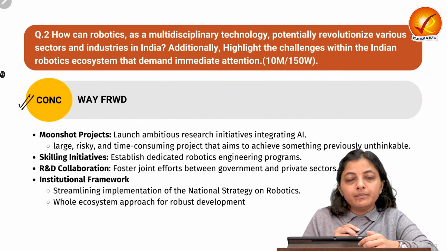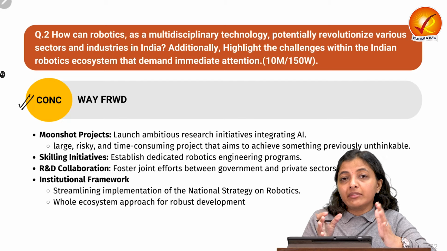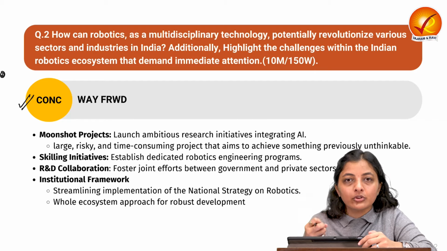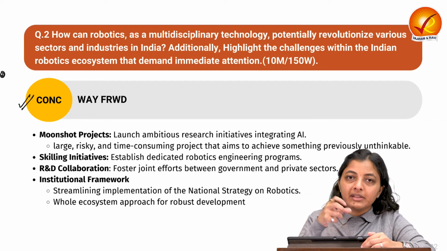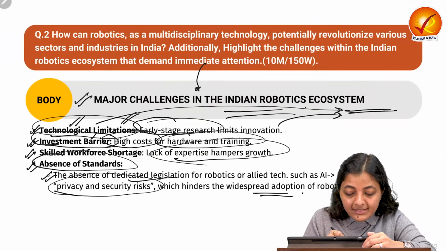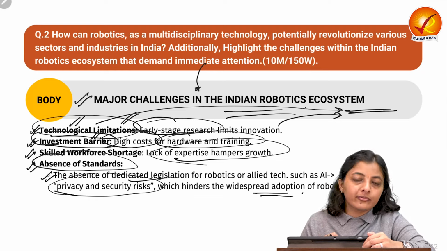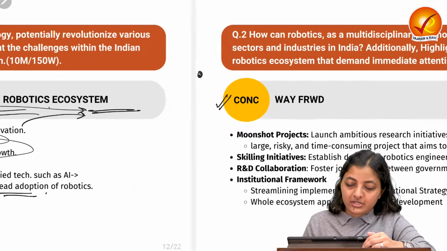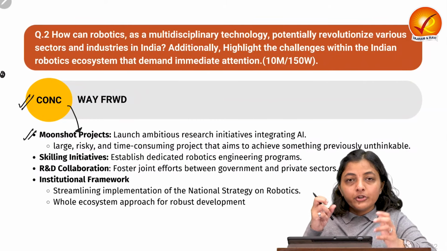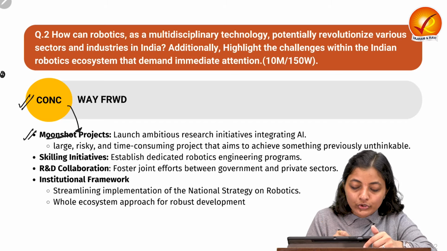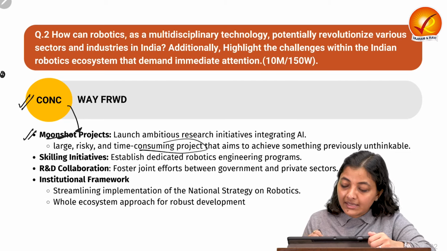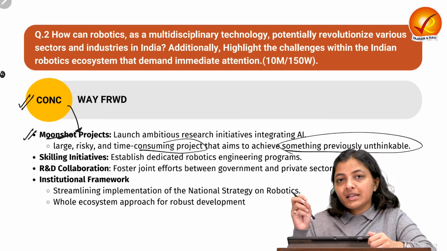Coming to the conclusion, we can write about the way forward, whatever the challenges are in the ecosystem of robotics. If we find the solution, we can write the way forward: we need to invest in technologies, make some good investments, train our workforce, and come up with regulations. So, writing that, we need to come up with the moonshot project. Now, what are these moonshot projects? These are very large, risky and time-consuming projects that aim to achieve something previously unthinkable.